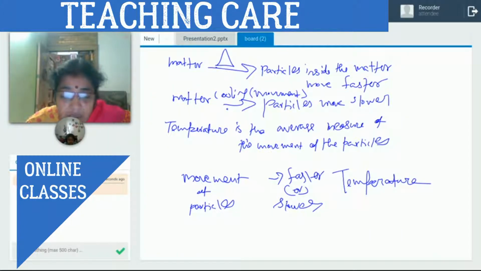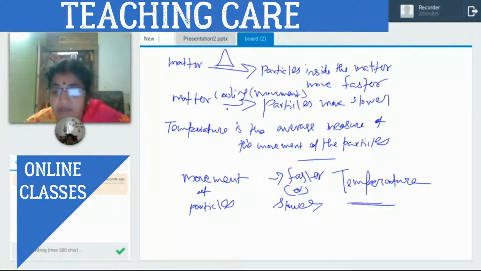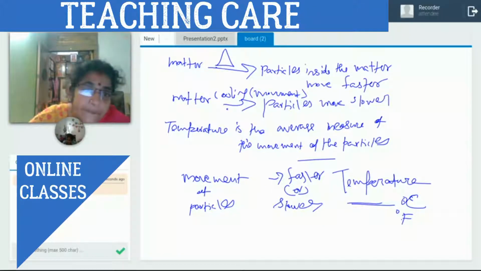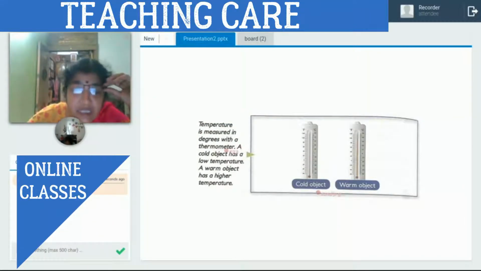Okay. So to measure temperature, there are two types of degrees. It is measured in degrees, that is Celsius or Fahrenheit. How is temperature measured? Celsius or Fahrenheit. So you have to put a small degree sign. This is degree, so this is Celsius or it can be Fahrenheit, right? Next, temperature is measured in degrees with the instrument called a thermometer, right?